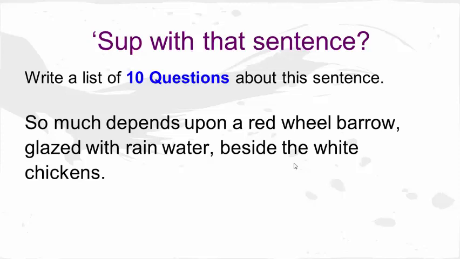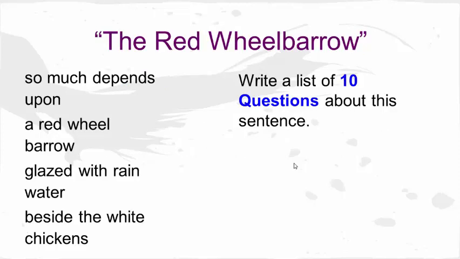The next version of this sentence is how it originally appeared and how it's supposed to appear. This is a poem called The Red Wheelbarrow. So much depends upon a red wheelbarrow glazed with rain water beside the white chickens. Now, you can read that as prose. So much depends upon a red wheelbarrow glazed with rainwater beside the white chickens.